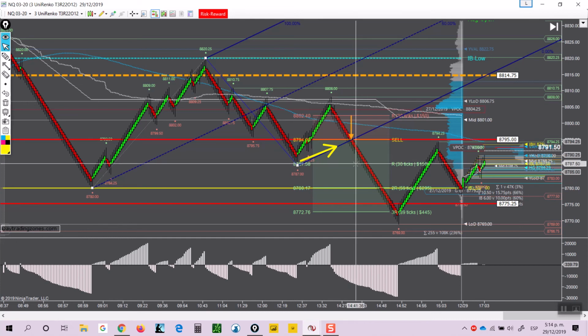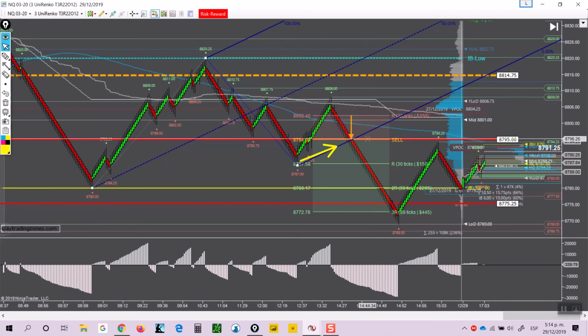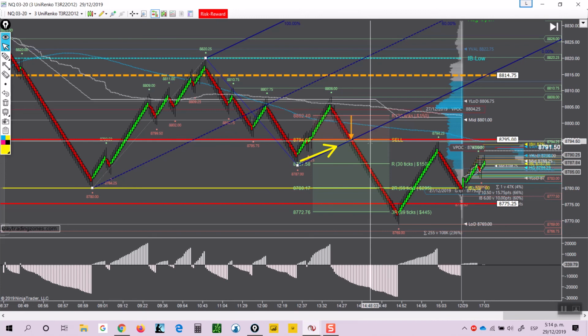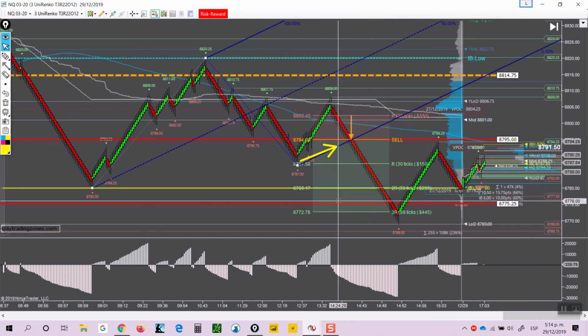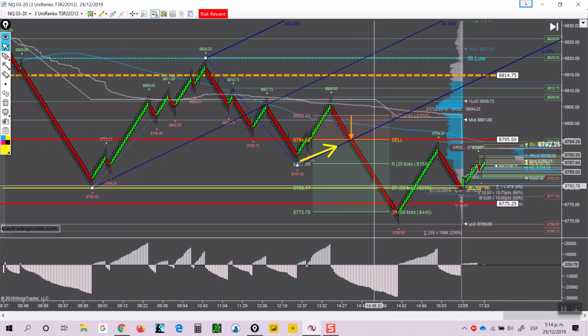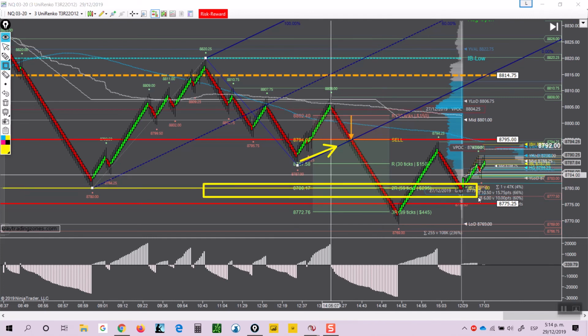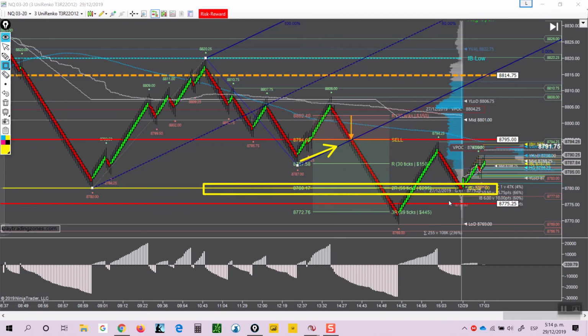Then the price goes to our 1-to-1. As soon as it closes below that 1-to-1, stop loss is moved to break even. So you are again in a free trade. Then price goes to our 2-to-1 right there. And what's that level? That level right there is the initial balance low. That's the low of the first hour of trading.